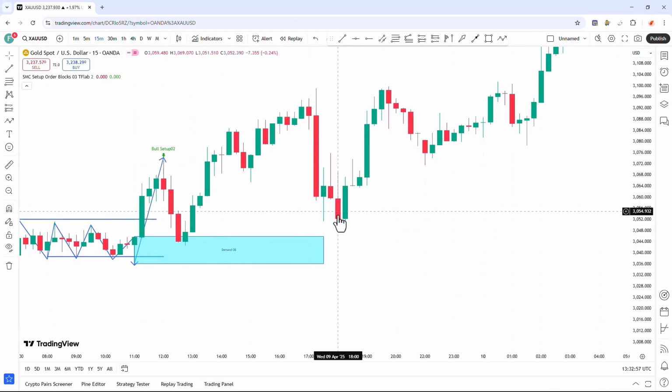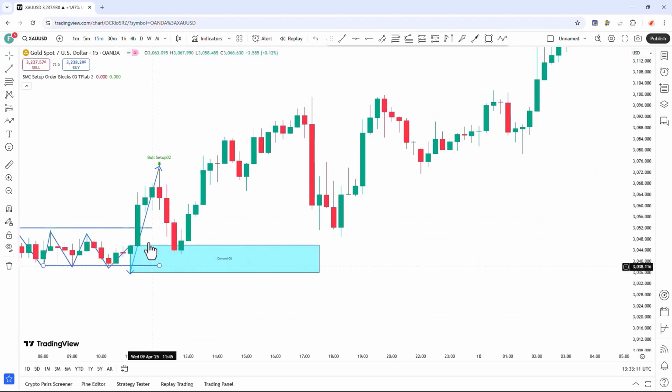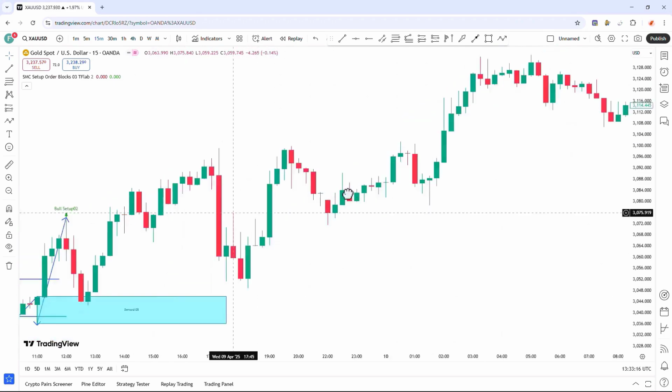Again, there is a price correction downwards, but it does not enter the identified order block area. Instead, it reacts to an order block that results from hitting another order block, and then moves upwards again.